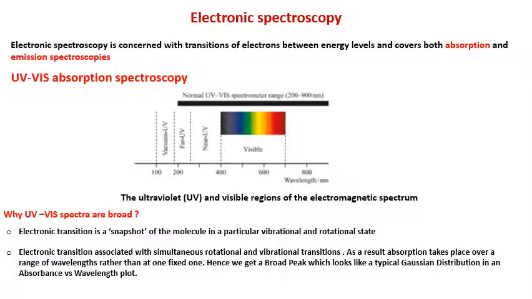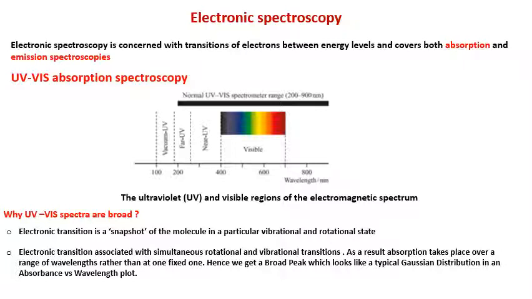Hello everyone. In this lecture, I will talk about electronic spectroscopy. Now, what is electronic spectroscopy? It is a spectroscopy which is concerned with transition of electron between energy levels and covers both the absorption and emission spectroscopies. Now, electronic spectra normally arise because of the transition of electron between the energy levels.